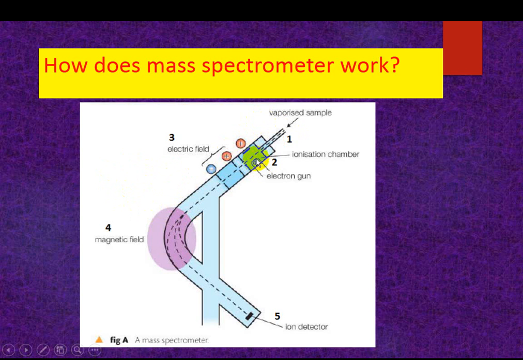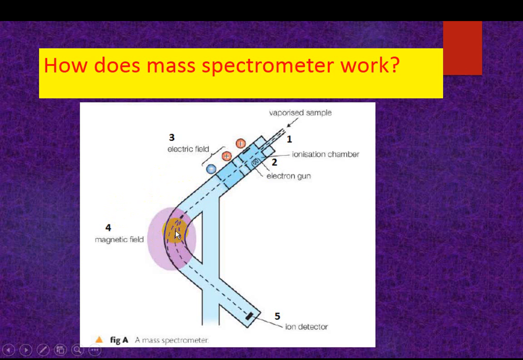Then in region 2, here is the electron beam. In the electron bombardment, this gaseous atom loses an electron and becomes a positive ion. Then in region 3, the electric field accelerates the ions, so they move faster.